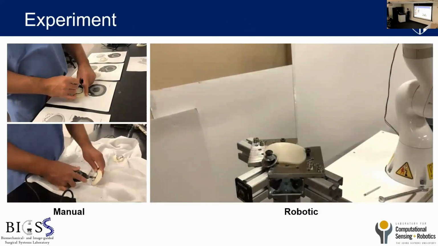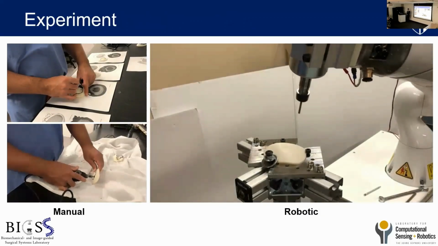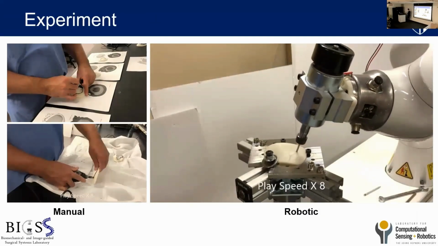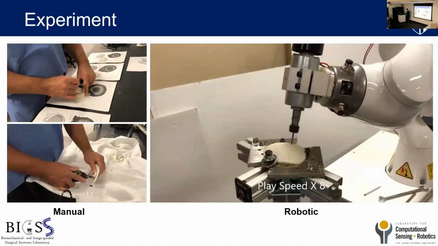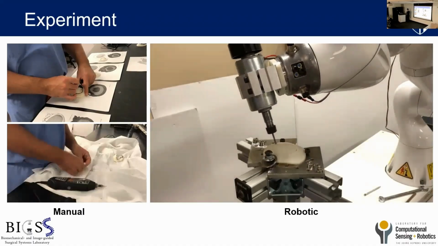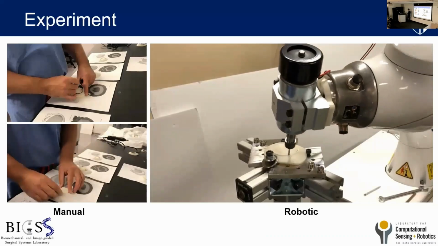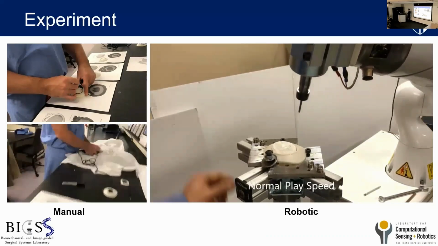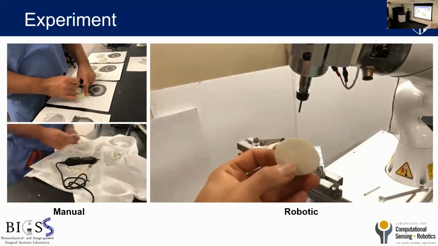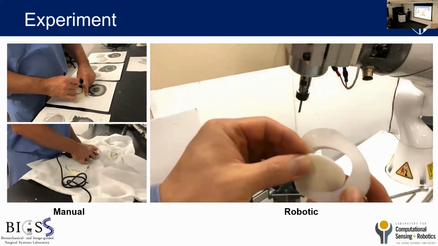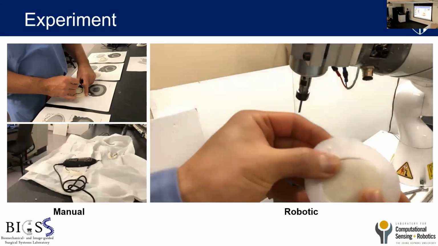Here, this video demonstrates side by side the robotic cutting and the manual resizing. The speed is played 8 times faster. As you may notice, in the manual resizing, Dr. Gordon has to go back and forth multiple times to try to adjust the implant to fit the defect, whereas the robot just makes one clean cut.